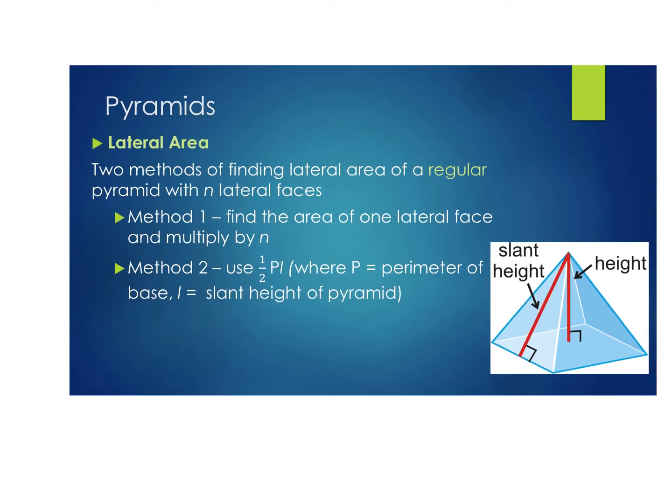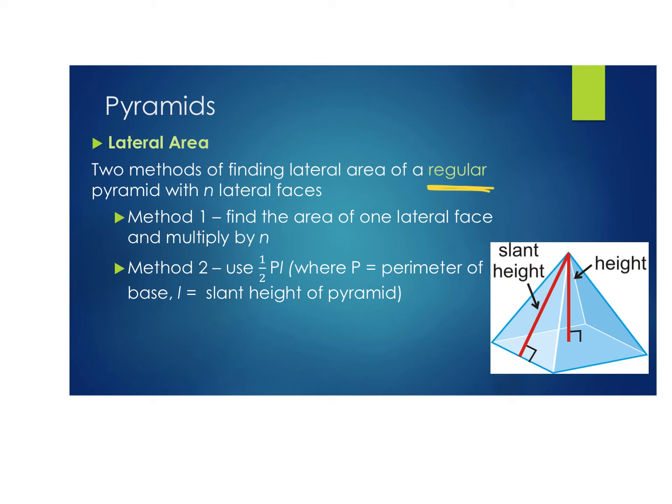Now, these 2 methods that are listed here are only for regular pyramids. And when I talk about a regular pyramid, if it's a quadrilateral, it's going to be a square pyramid. If it's a triangle, then that base shape will be an equilateral triangle. If it is not a regular pyramid, then you would just have to find all the faces separately and add them up. So method 1 is to just find the area of one of the lateral faces, and in this case it's a triangle, and then multiply it by however many triangles you have at the top.